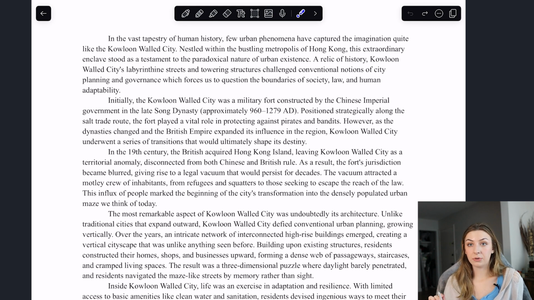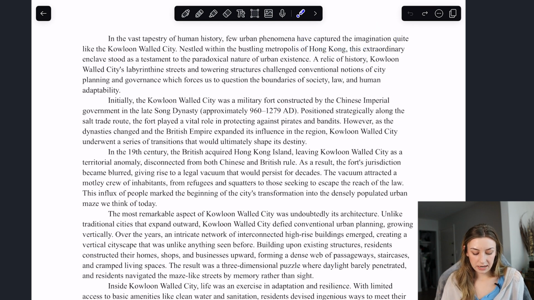I'm already getting tone here, right? Words like "captured the imagination," that feels pretty strong. Because I could have just said "few urban phenomena have been as creative," and that would have been more of an informative type tone. But this is tone right here. Those are the words you should be looking out for.